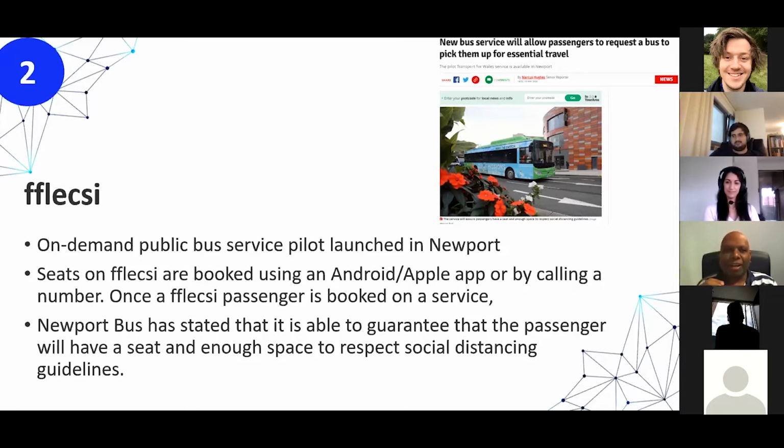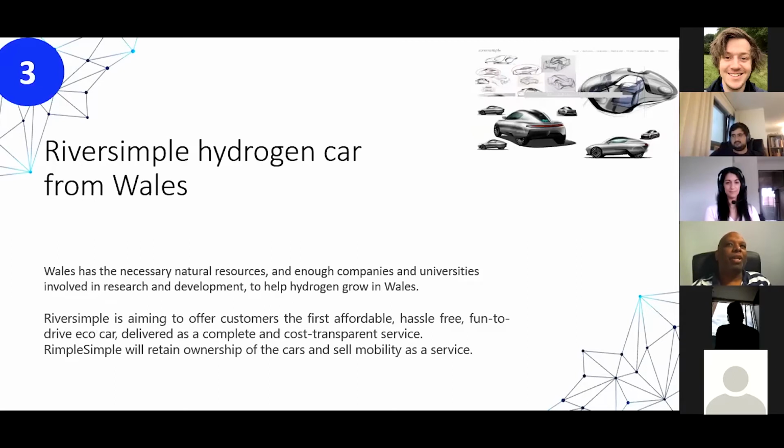And if the pilot goes well, it'll be started in other cities as well. So that's the second one. The third one from transport, and all these technologies or tech stories are all from Wales, maybe predominantly from South Wales, and it all has an impact on all our lives one way or the other.